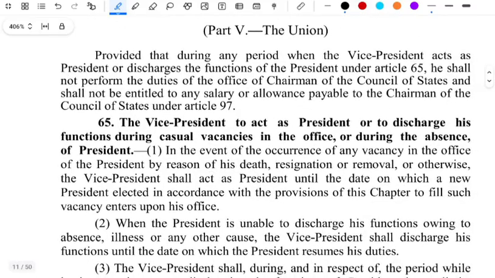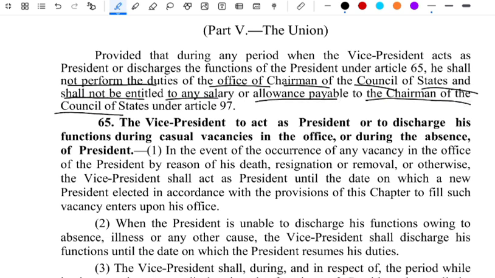It is provided that during any period when the Vice President acts as or discharges the functions of the President under Article 65, he shall not perform the duties of the office of the Chairman of the Council of State, and shall not be entitled to any salaries and allowances payable to the Chairman of the Council of State under Article 97. So Article 65 says the Vice President is to act as the President, or discharge his functions, during casual vacancies in the office and during the absence of the President.